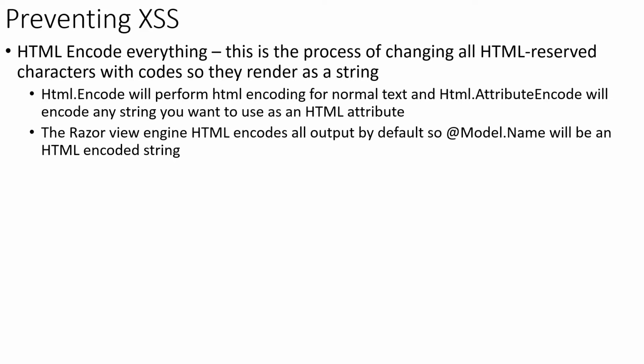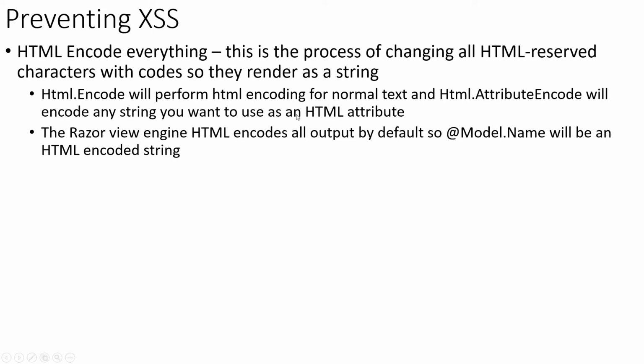So instead of just putting a left triangular bracket, you would put whatever the HTML encoding is for that character. Then the user would see the script rendered as text in the browser. It wouldn't just run. It wouldn't be interpreted as JavaScript or HTML.